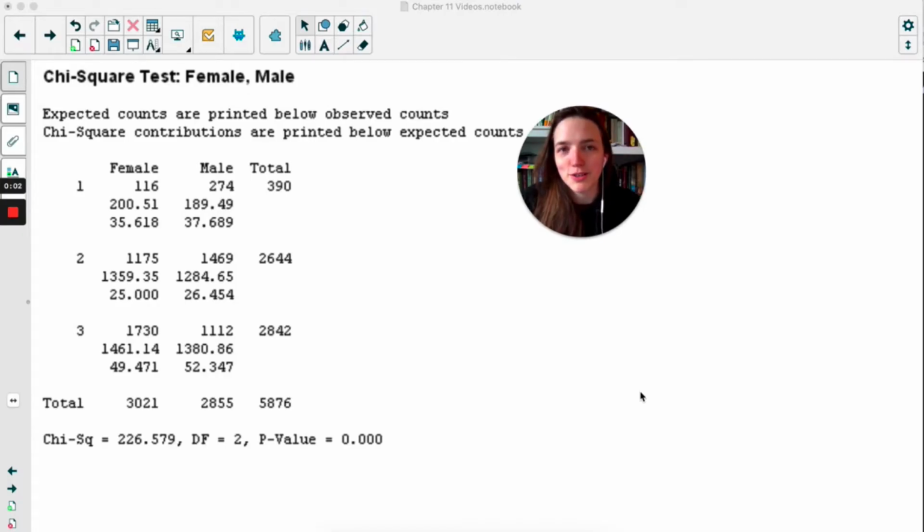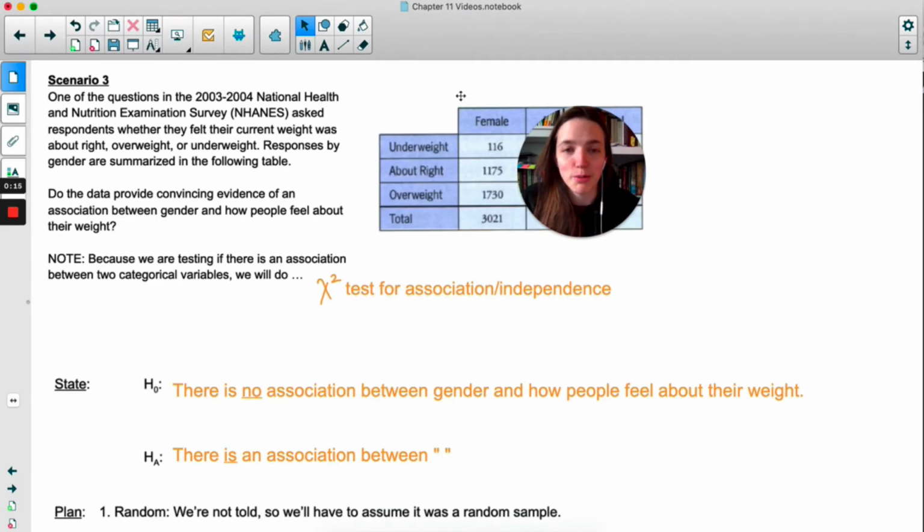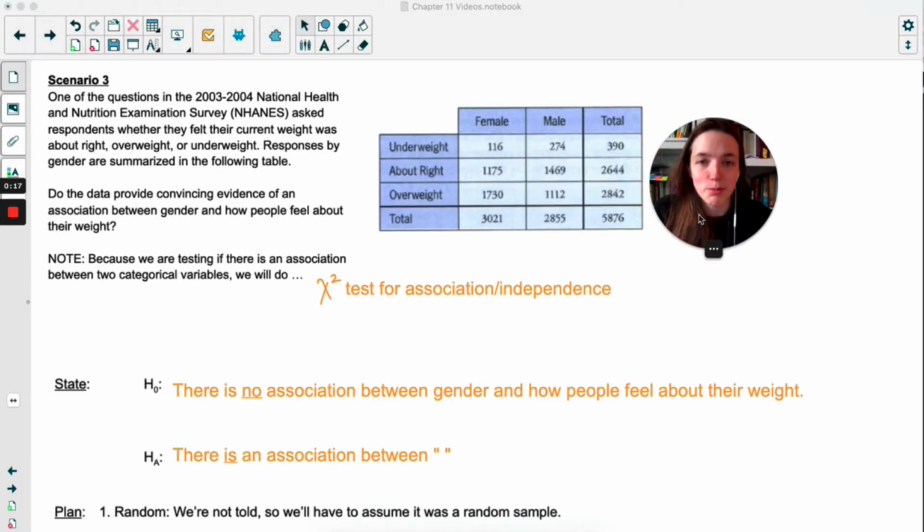In the video on association and homogeneity, I sort of glossed over the calculation part because usually you're not doing this by hand. Usually you're given a Minitab output like this. So just as a refresher, this was the example from video number 3, where we asked people about their gender and what they think about their weight.